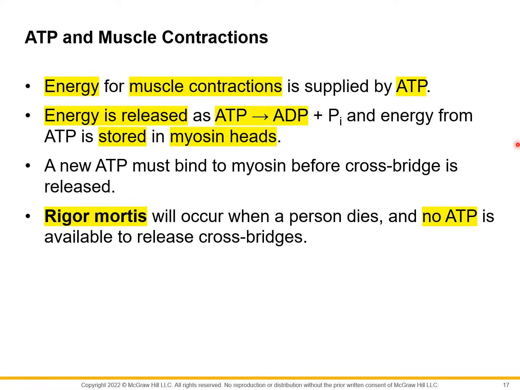Now, when people die, wala na pong ATP that is available. So, wala na ring magbabind sa mga myosin filaments, making the muscles incapable of moving kasi nga wala na siyang source of energy. So, this event is known as rigor mortis. So, sa rigor mortis po, the muscles are now stiff and immovable.